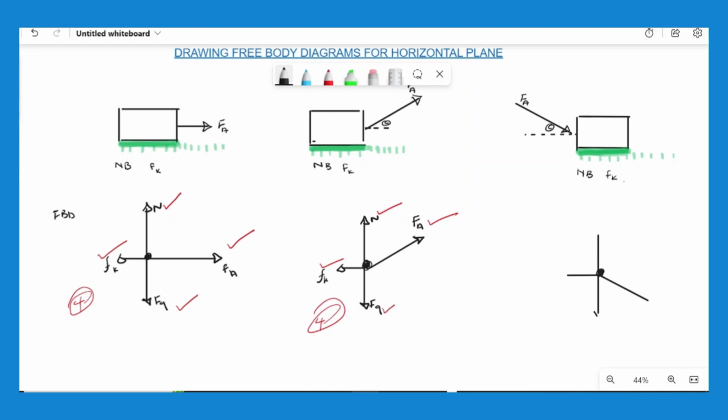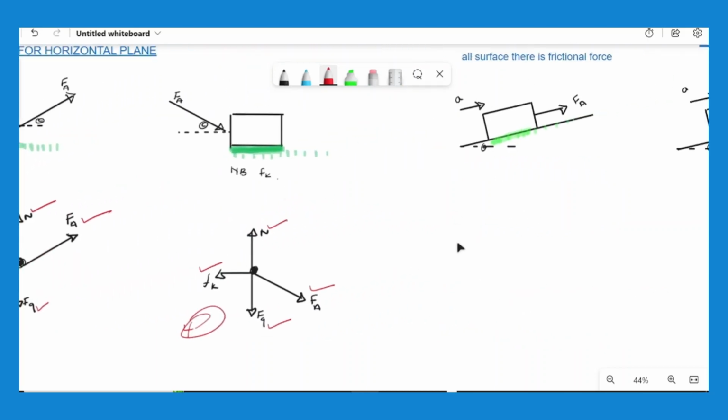So this is our Fg. This is our normal force. This is our force applied. And then this is our frictional force. And again, we're going to have 1, 2, 3, 4 marks. Very, very important to know how to draw our free body diagram. So this was the free body diagram for the horizontal plane. Let's move to the inclined plane.